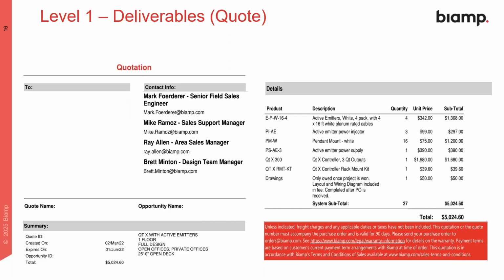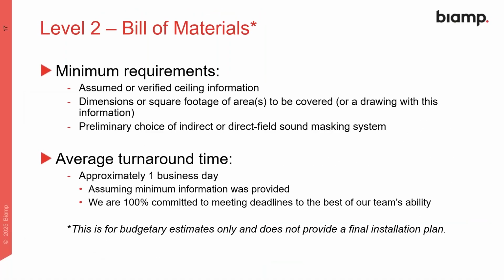That's what we always strive to do, as well as you can see that we put parameters here, right? I've got QT emitters, I've got how many floors, I've got if it's a full design or a budgetary, and other project details listed above, right? In terms of the difference between a level 1 and a level 2 is not a whole lot. And I'm going to go through that now, but a level 2, what we call a bill of material, is also known as a budgetary estimate.